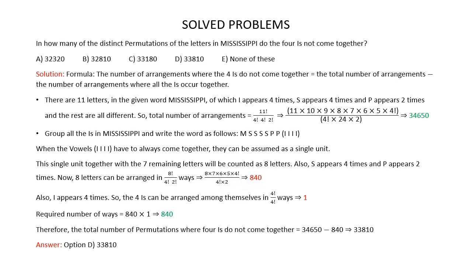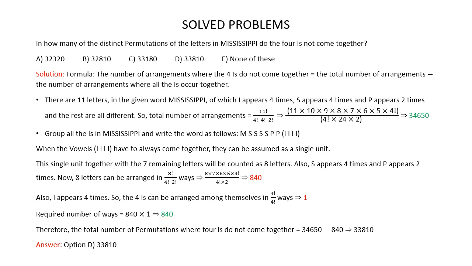Also, there are 4 I's, which means the overall factorial is 4 factorial and I appears 4 times. This means the repeat factorial is 4 factorial. So the 4 I's can be arranged among themselves in 4 factorial divided by 4 factorial ways, which is nothing but one way. So the required number of ways is equal to 840 multiplied by 1, which is 840. So the number of arrangements where all the I's occur together is 840.